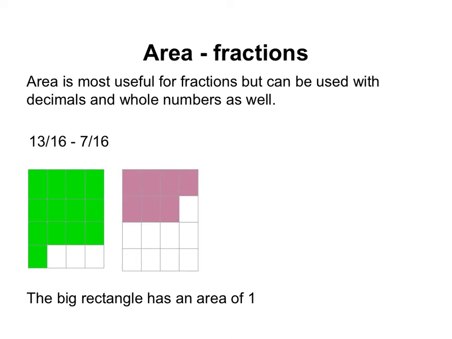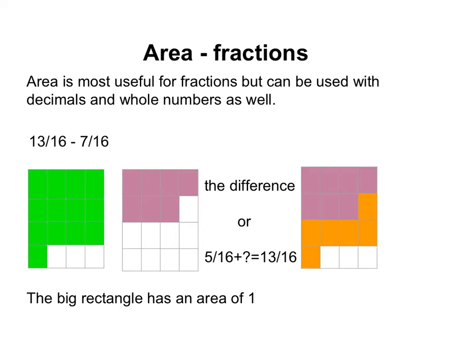And then this purple color, there are 7 shaded, and again 16 parts. So I made the 2 wholes the same size so it was easier to see. And now the question becomes, what's the difference between these two shaded areas? Or, what do I need to add to the purple area to make it exactly the same size as the green area? Well, it turns out I just need to fill in these boxes to make it look just like the green one. So that's what I did with the orange on the right.